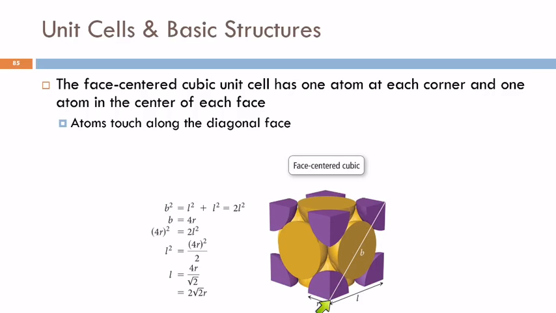In this one, we have direct touching diagonally along the face of the side. And so again, you can do the geometry. That's not the point of this lecture. But this side, L, has a length that's equal to 2 times the square root of 2 times the radius of the atom. So we've got this information about the length of a side, and from that, we can calculate the volume of the cube if we want to, right?